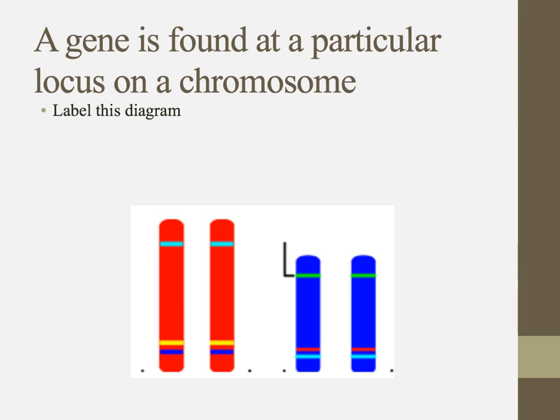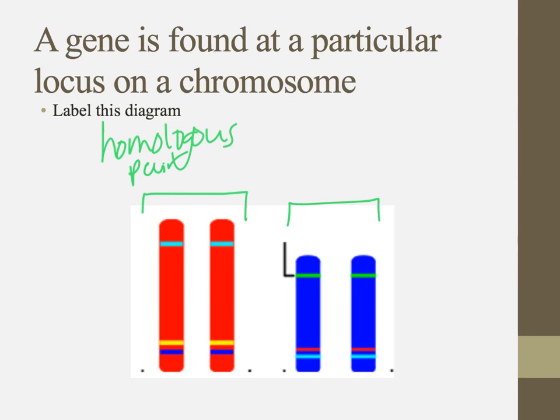Let's take a look at this diagram. Here we have a homologous pair of chromosomes. What does that mean? That means one from the mom, one from the dad. Here is another homologous pair. So here's one, here's another. I can tell that they're not the same chromosome because they're not the same length, first of all, and there are different genes found on them. Here is a particular locus, just a particular location of a gene on a chromosome.